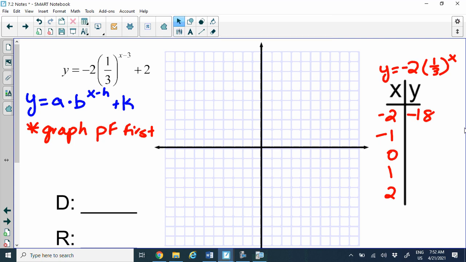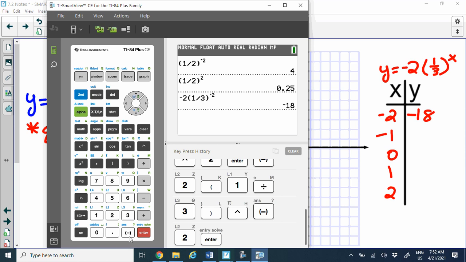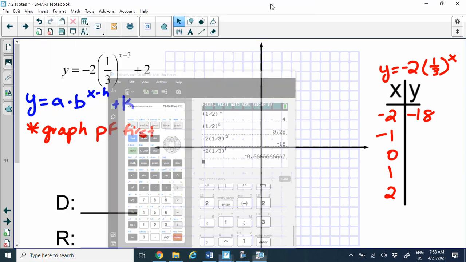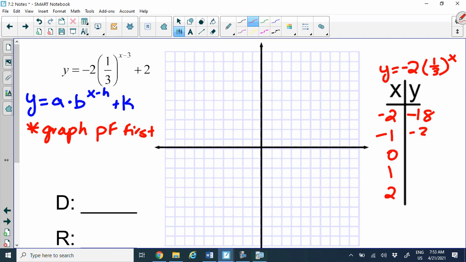Okay, now I do the next one. So I do negative 2 times 1/3 to the first, which we kind of should already know is just going to be 2/3 or negative 2/3. Okay, if we take our 1/3 to the 0 power, remember that gives us 1. Negative 2 times 1 gives us negative 2 there.